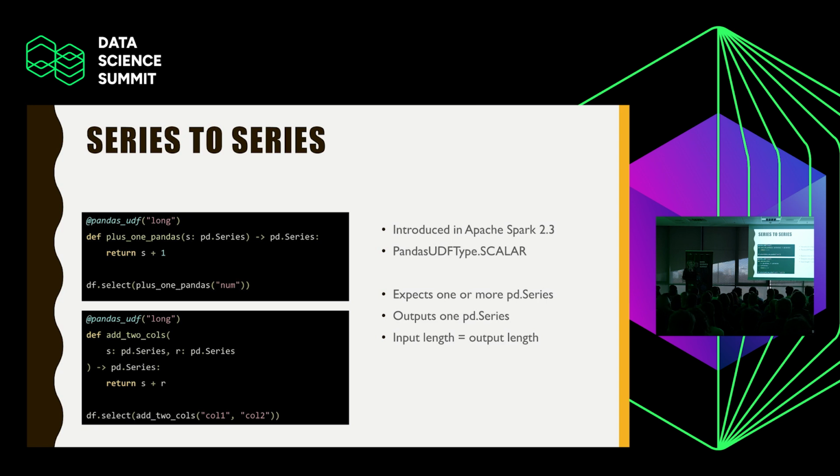It was called scalar. It comes with one; basically it maps one series to another. The length of this input must be the same as the length of your output. You can add more series, yes, you have an example here with adding 2 columns.